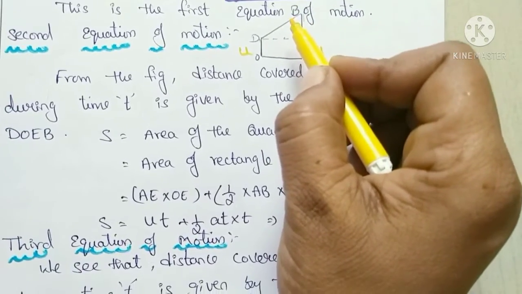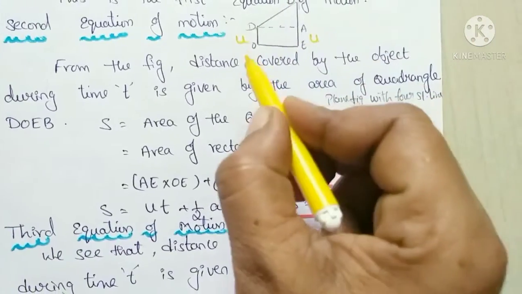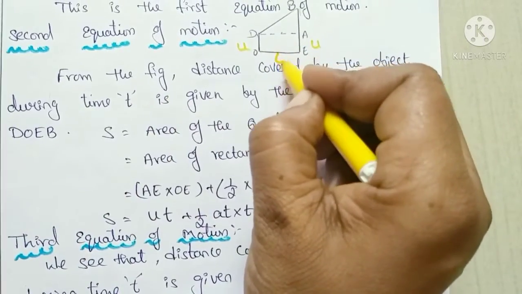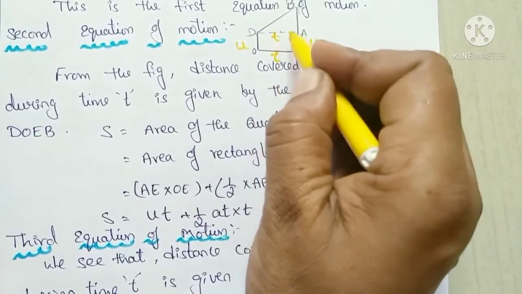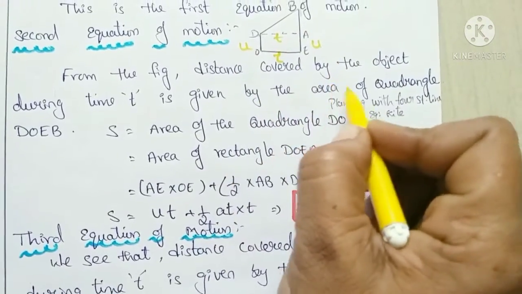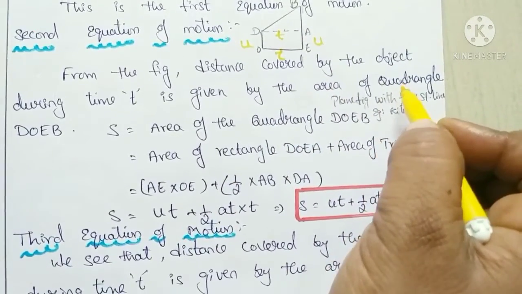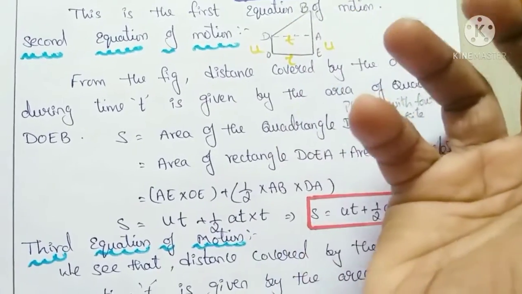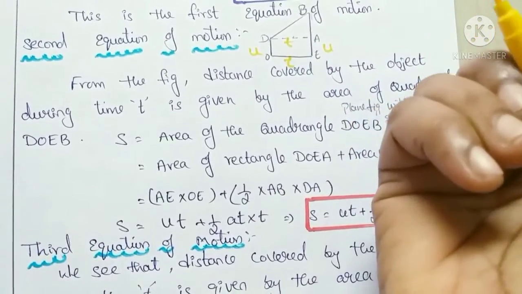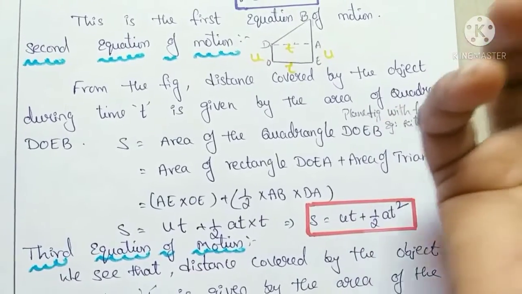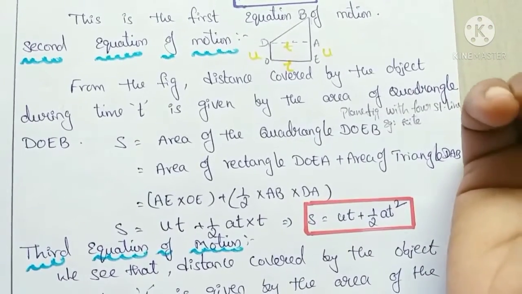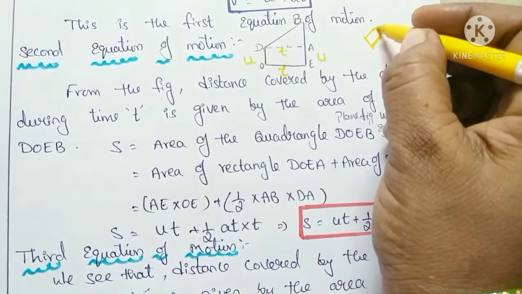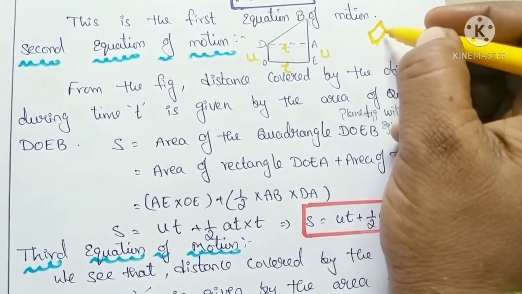We saw this in the last video. Now from the figure, the distance covered by the object during the time t is given by the area of a quadrangle. We have considered OE equal to t, and DA is also the same t. A quadrangle is a plane figure with four sides, any four straight lines. Okay, we can consider it as a quadrangle. For example, we can take a kite; like this, any four straight lines we can consider a quadrangle.